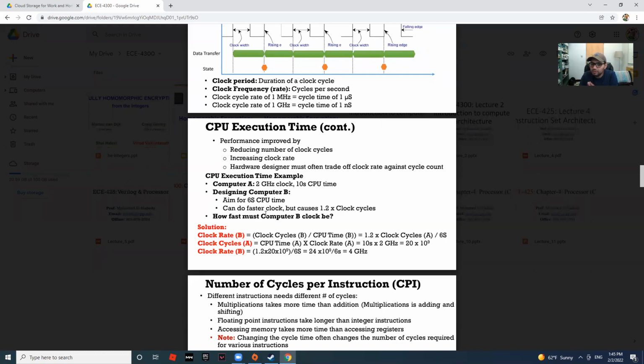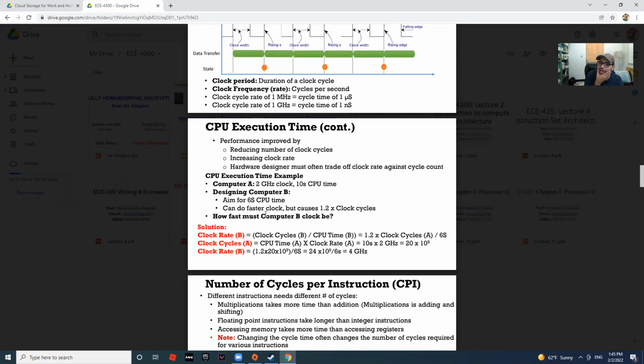To think about it very clearly, the clock rate of B is the clock cycles of B divided by the CPU time, right? So it's going to be 1.2 times the clock cycles, which I don't know, divided by 6 seconds. And the clock cycles of A is the CPU time of A divided by the clock rate of A, which is 10 seconds times 2 gigahertz, which is 20 times 10 to the power 9. Why? Because it's gigahertz. Do you remember? Gigahertz is basically the flip of the nanosecond. So that means 10 to the power 9.